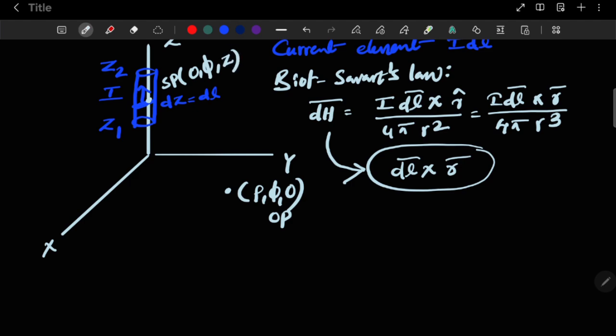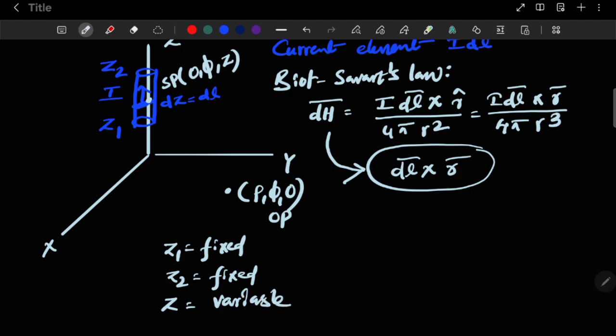So Z1 is the lower end of the conductor, Z2 is the upper end of the conductor. That means these are fixed values. Z1 is fixed or constant. Z2 is the upper end, so it is also fixed. But z you can take anywhere from Z1 to Z2, so it is the variable. So this clarity we should maintain. Z can be Z1, z can be Z2, z can be anything from Z1 to Z2. So now, what is this R bar?